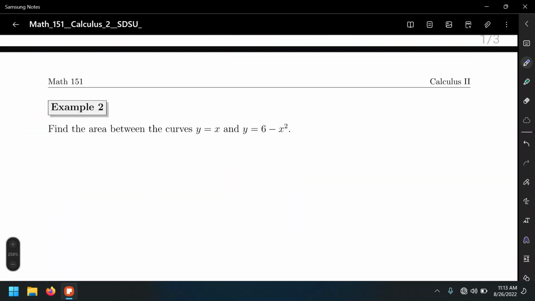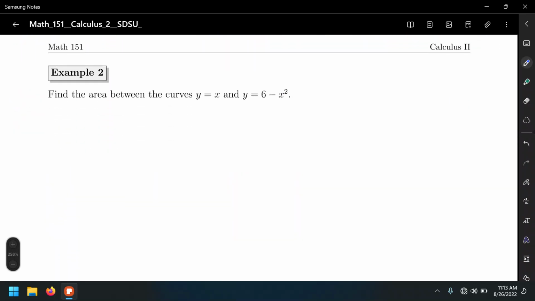Next one, however, is a little bit more cryptic because they're telling us: find the area between the curves y equals x and y equals 6 minus x squared. That's all we know. Nothing more, nothing less. They're not telling us which one bounds above, which one bounds below. They're not telling us the limits of integration either. So that's what we have to figure out.